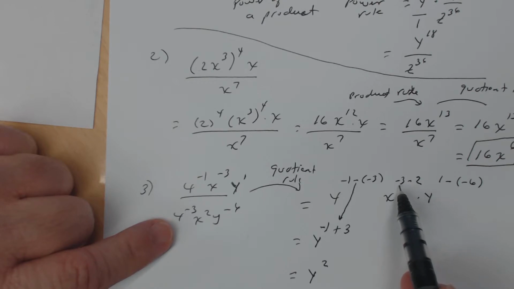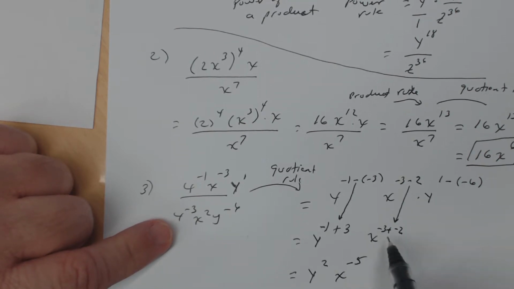Okay, over here, negative 3. Remember subtraction: change the subtraction to addition. So there'll be negative 3 plus the opposite of 2, which is negative 2. And so that becomes x to the negative 5th power. Negative 3 plus negative 2 is negative 5.